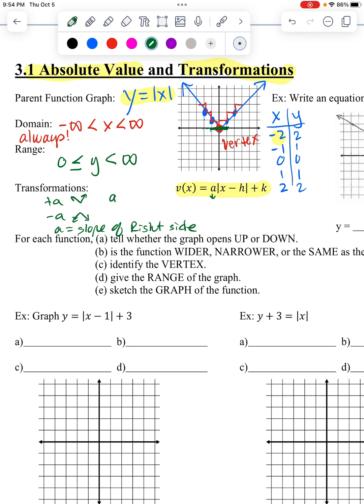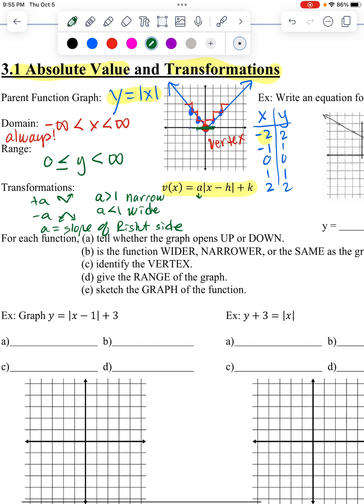Also, if you have a bigger number, like a number greater than 1, it's going to have a higher slope, so it's going to be steeper. So that's going to make that V kind of narrow, tall, and skinny. If you have an A value less than 1, and I'm not looking at the positive or the negative, I'm just looking at the number itself, say I had a half. 1/2 is less than 1. I'd be going up 1, over 2, up 1, over 2. And so it's a slower rise, and that's going to make that a little wider than the parent graph. So A has a lot of control over the shape, the steepness, whether it's opening up or down.